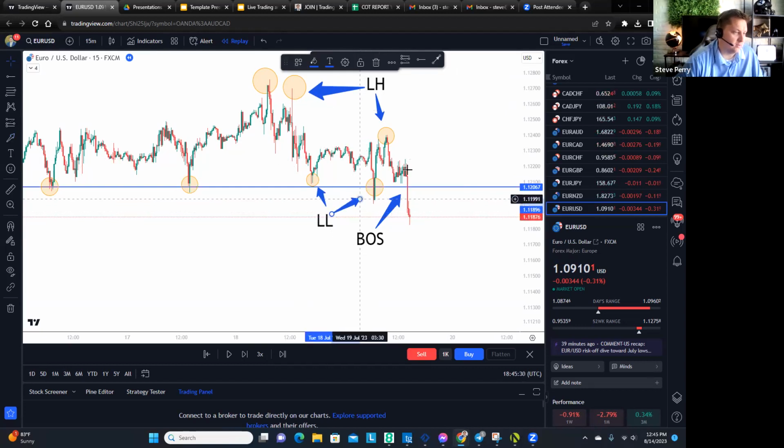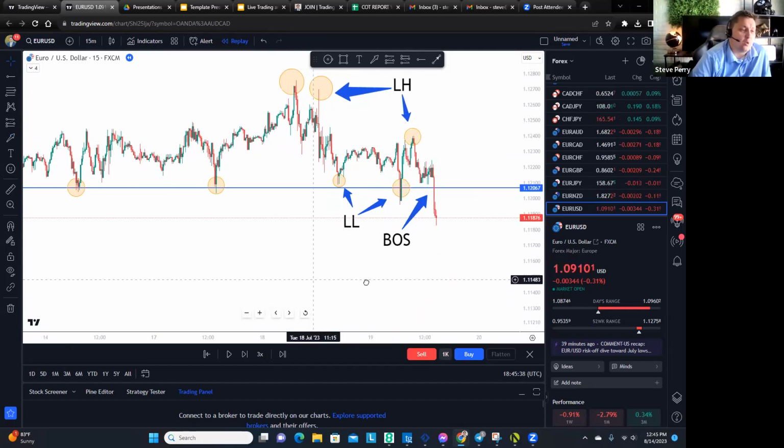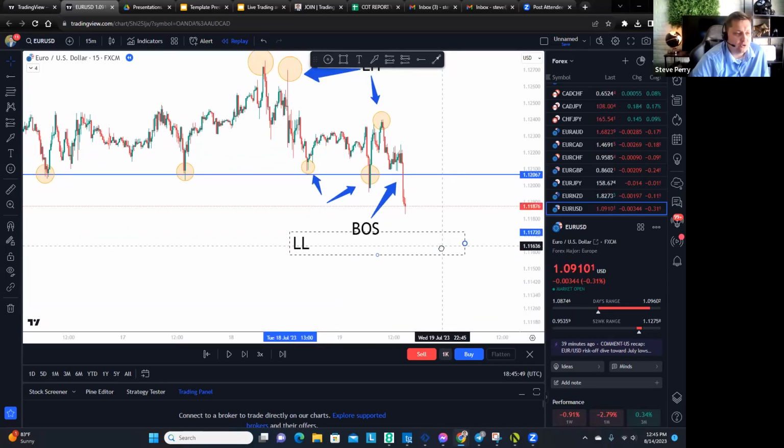So now what? Okay, good. We know that we're breaking structure. We got lower lows, we got lower highs. This is a good price action setup. So where do you sell now? That's the big question. Do you sell just right now? You could. Could you do it better? Yes. How do you find liquidity now after you find a break of structure? That's the big fat question.